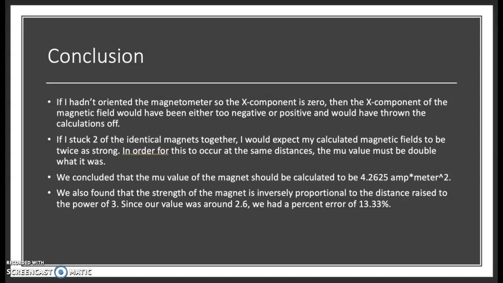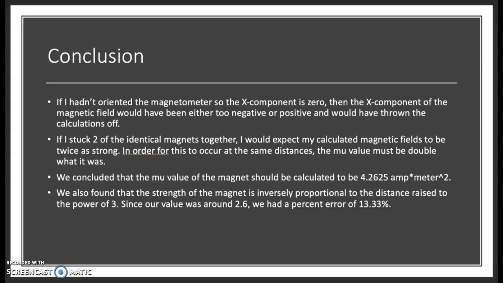In conclusion, if I hadn't oriented the magnetometer so the x component is 0, then the x component of the magnetic field would have been either too negative or too positive and would have thrown the calculations off. If I stuck two of the identical magnets together, I would expect my calculated magnetic fields to be twice as strong. In order for this to occur at the same distances, the mu value must be double what it was.